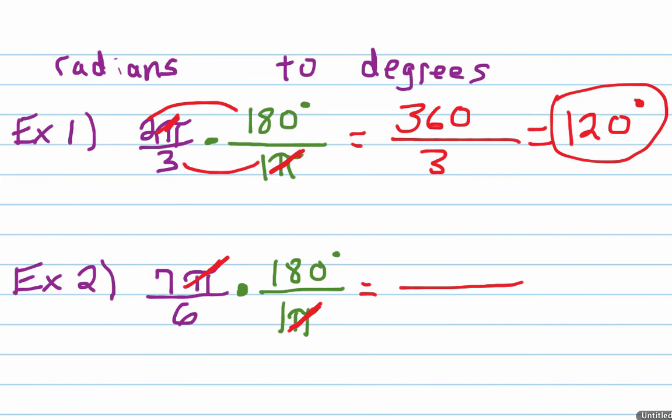All right. Lastly, same thing. We already got pi's to cancel out. 7 times 180 is 1260. 6 times 1 is 6. We'll just divide that. And we should get 210 degrees.